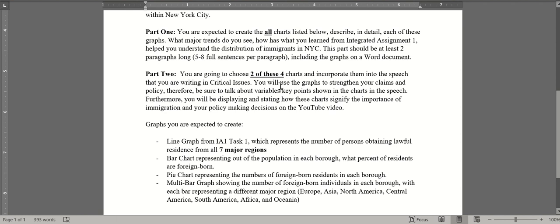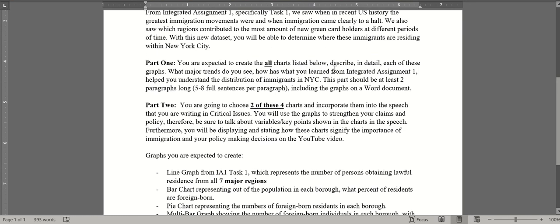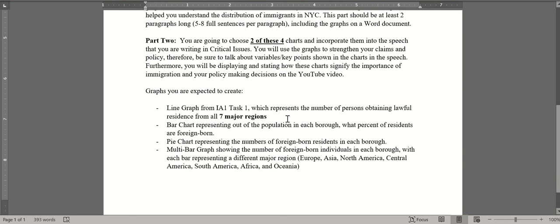So if you did it in the speech, remember the YouTube video is you basically reading that speech and explaining your point of view. So you're going to be talking about two of these graphs as well. What I'm grading for is I'm going to look at all of the charts that you gave me and your explanation, and I'm also going to be looking at the YouTube video and seeing if it flows with your speech, where and how you add these graphs to your speech, and if it flows well.